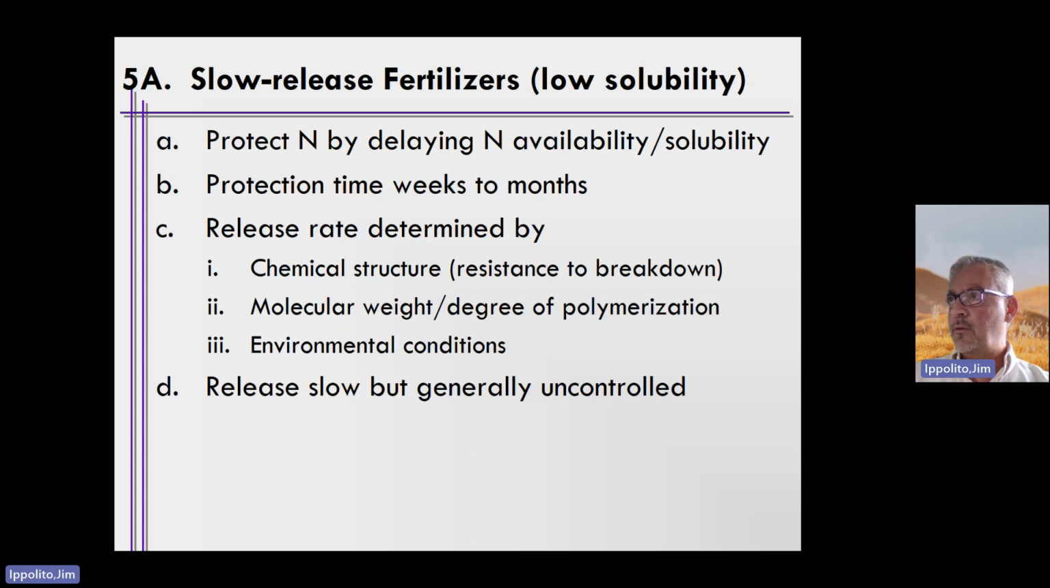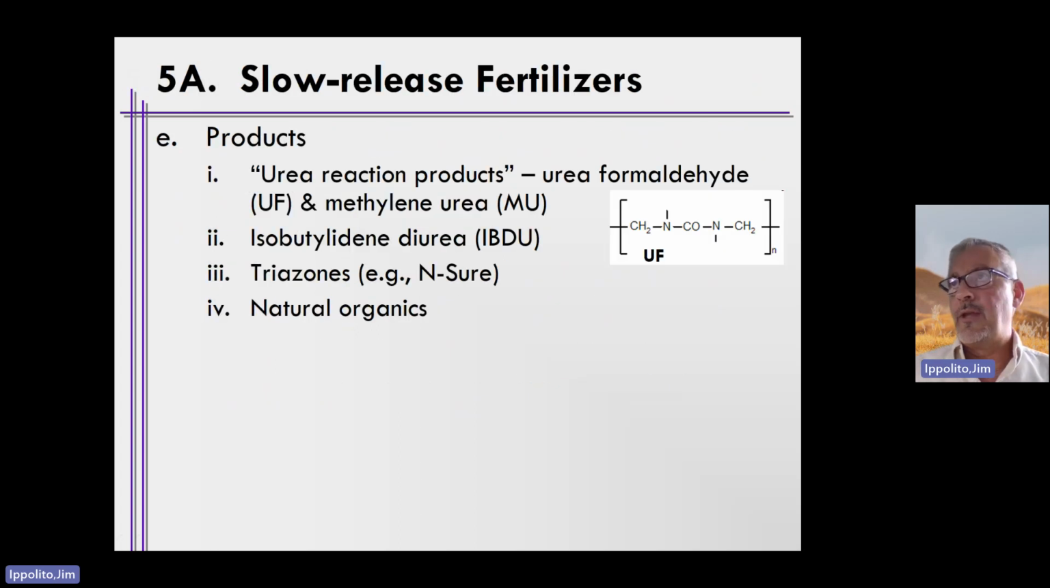So let's look at a couple of these types of products on this slide here. I'm not going to go through and name all these types of products, but I like the first one because it tells you sort of how this works. You can use a product that is a urea reaction product. And if you look at some of the chemicals that are used, this is the one I want to point out to you, urea formaldehyde.